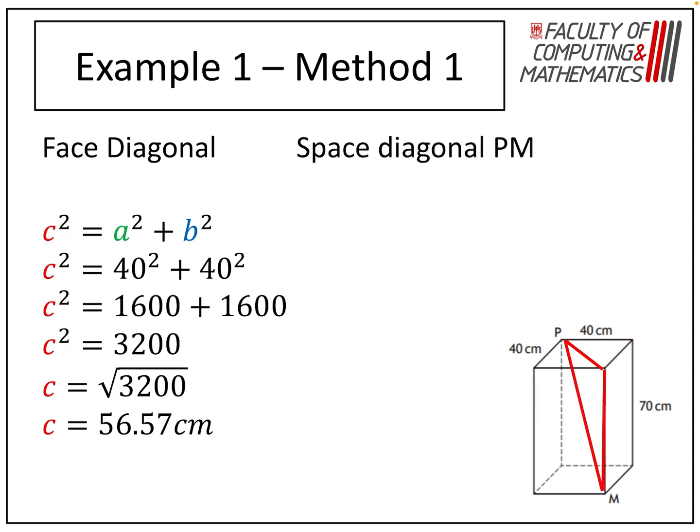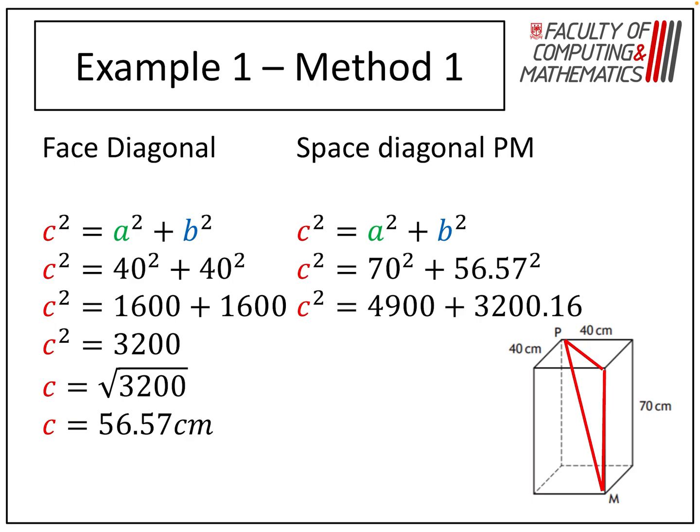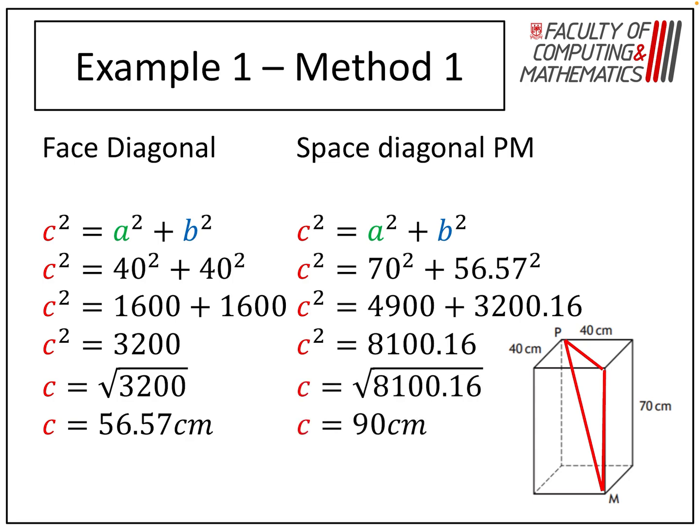After that, we are going to use that 56.57, the face diagonal, and the unused height of 70 centimetres to calculate the length of PM, again highlighted in the red triangle in the diagram below. So we're still looking for the hypotenuse, 70 squared plus 56.57 squared. That gives us 4,900 plus 3,200.16. That gives us 8,100.16. Square rooting that, and we are getting 90 centimetres.